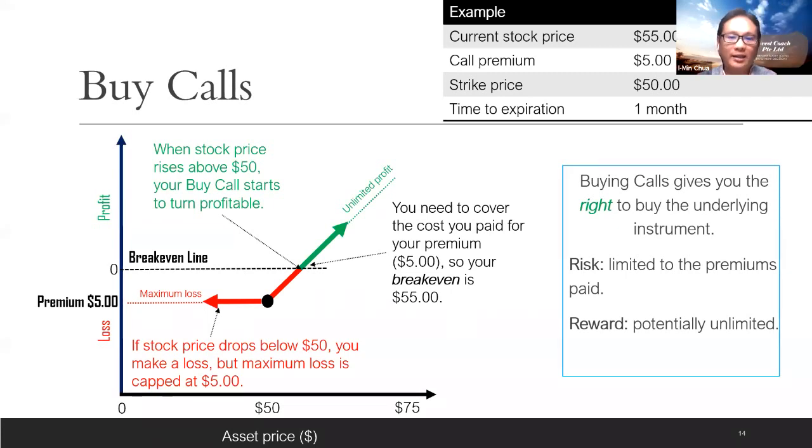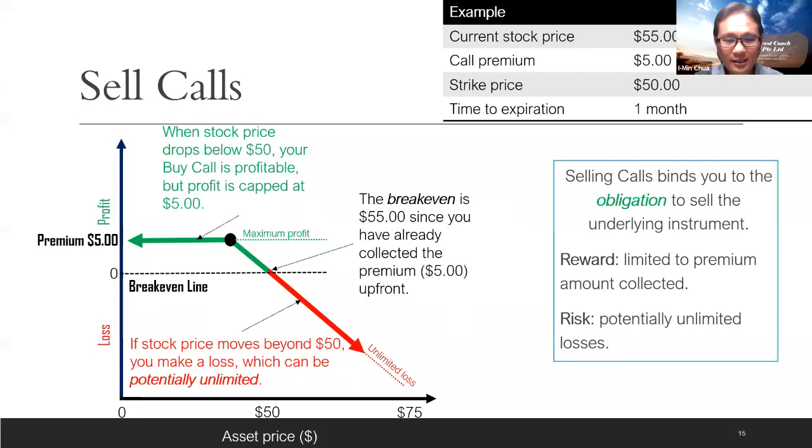So you will let this option expire worthless, and your loss in this case is the $5 you paid to Seong Yo. Okay, that is your maximum loss. The option will be worthless, useless, and the maximum loss is $5.